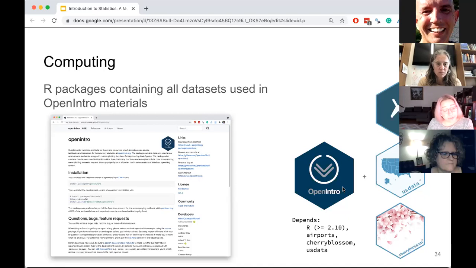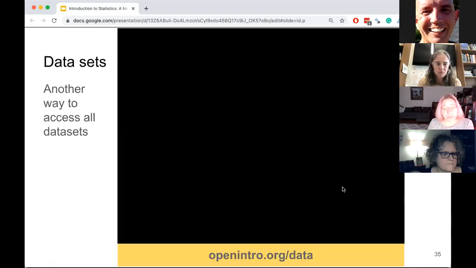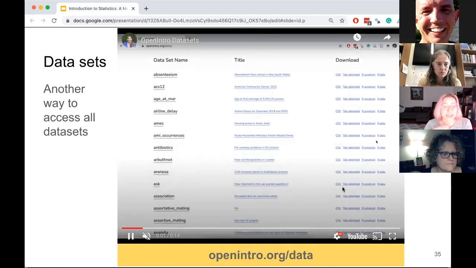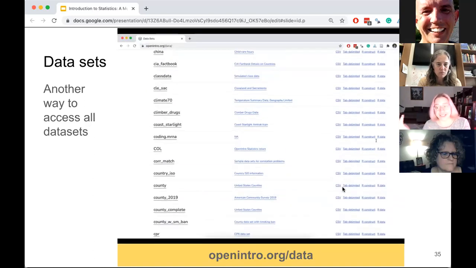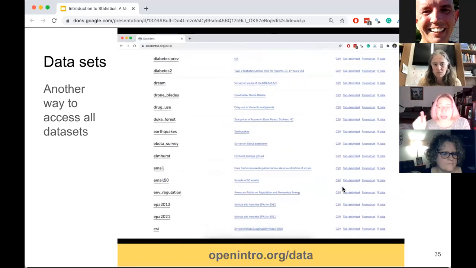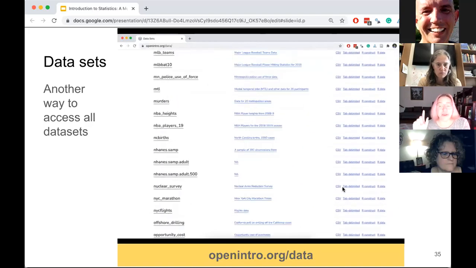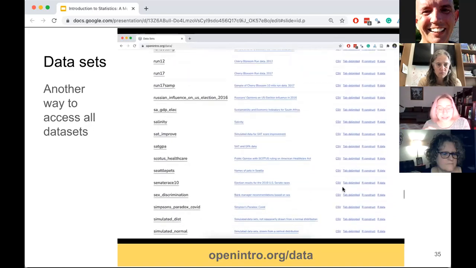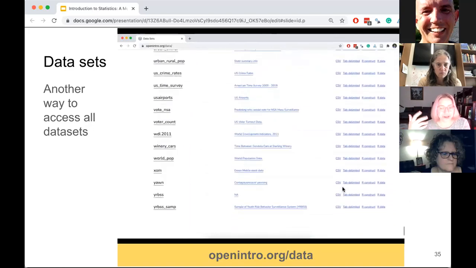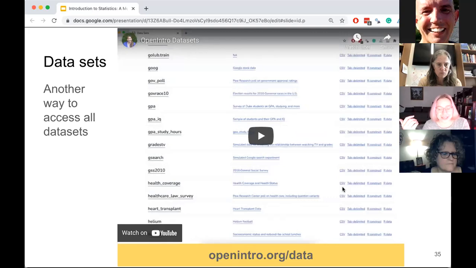The reason why we chose to feature R heavily is that it is what is most commonly used for doing modern statistics in real life, and therefore that's the feature. However, we also want to recognize that not everybody is teaching with R, but might very well need access to data sets. So the same data sets are also made available on the Open Intro website as CSV files or tab delimited files. I've scrolled through them just so you can get a sense of how many different data sets are featured.